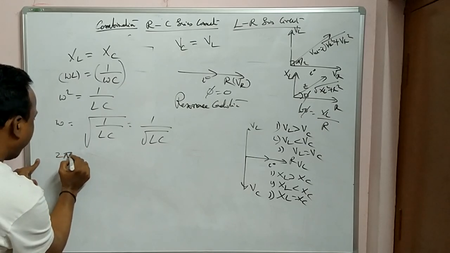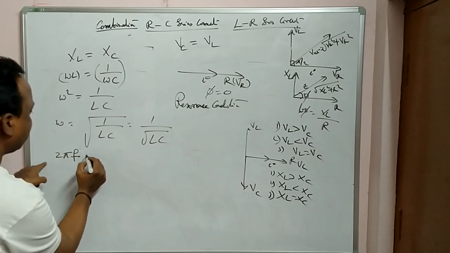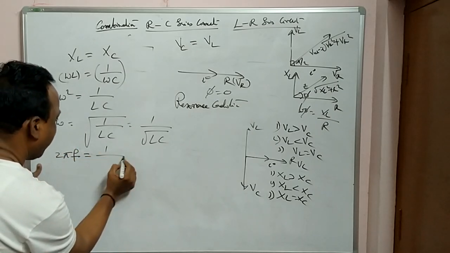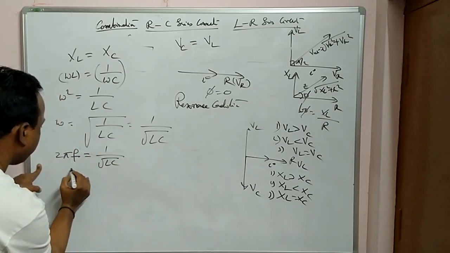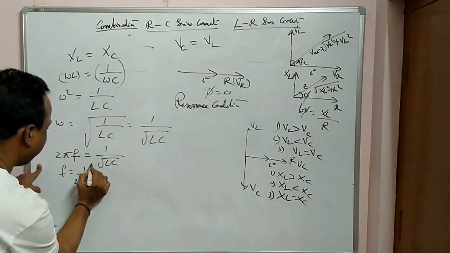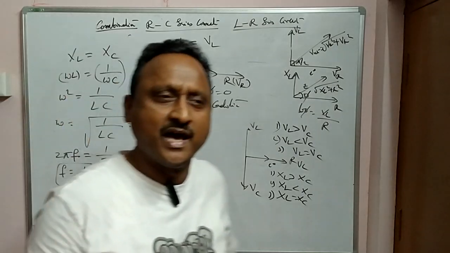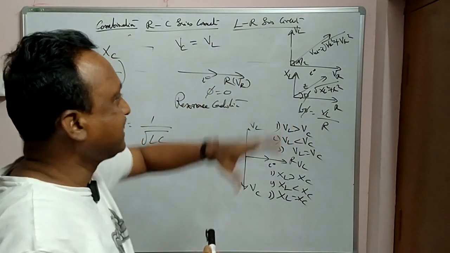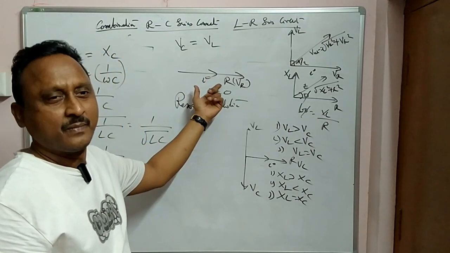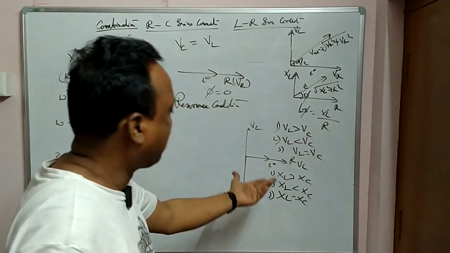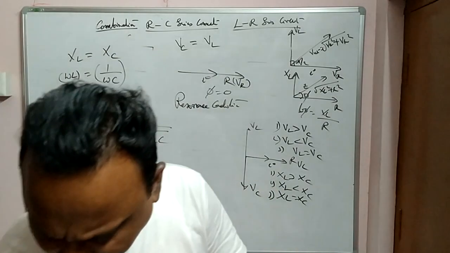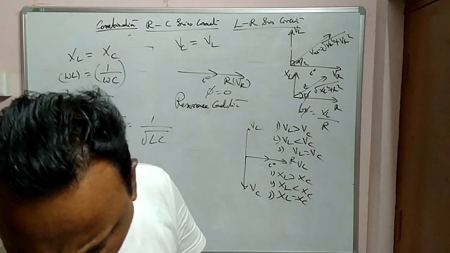Sometimes it is also written as 2 pi n or 2 pi f. F is frequency. Some people follow n. So n or f is equal to 1 by root LC, or f is equal to 1 by 2 pi root over LC. So this is the frequency formula for the resonance condition. And if the voltage of the capacitance and inductance is equal, then it is equal to a pure resistor. No phase difference, 0. Then XL is equal to XC. Then this is the formula. Okay, clear? So these formulas are very, very important for numerical problems.